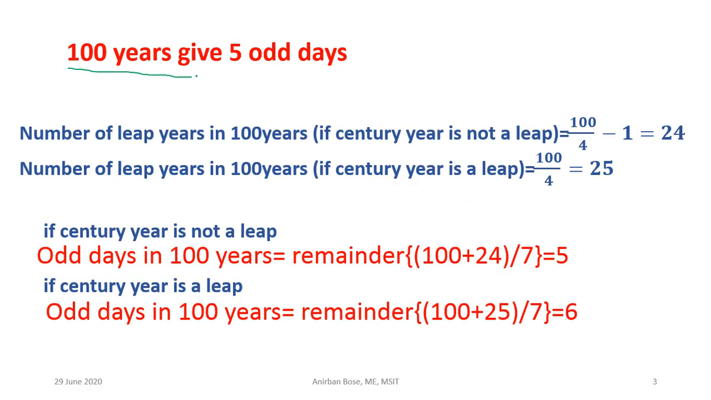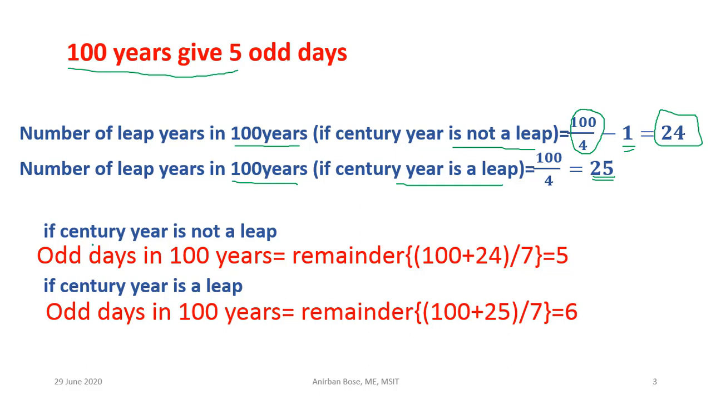Now in 100 years, if we want to find out the number of odd days, first we have to find out the number of leap years in 100 years. So the number of leap years in 100 years will be what? 100 divided by 4. But if the century year contained within that 100 years is not a leap year, then 1 you have to subtract. So there will be 24 leap years if the century year is not a leap year. But if the century year contained within that 100 years is a leap year, then it will be simply 100 by 4, or 25 leap years.